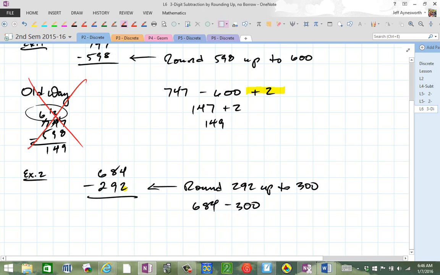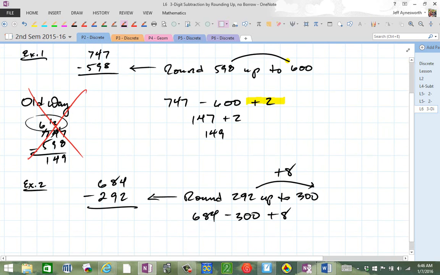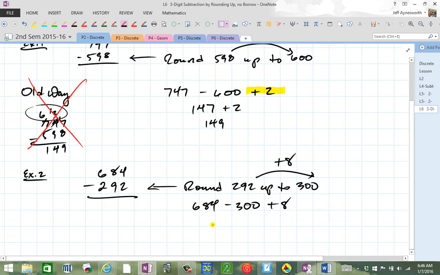But keep in mind, you subtracted too much. You subtracted 8 too much, because we rounded 292 up to 300. That's a plus 8, so you have to add that in, just like in the first one, where 598 to 600 was a plus 2. There's your adjustment. So you subtract first: 684 minus 300 is 384. That was easy. Plus 8. You've got to be over 384, right?